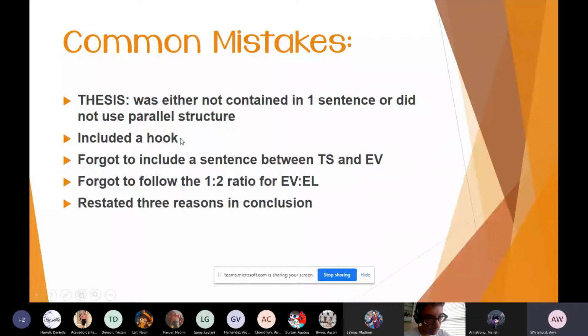Okay. Again, another common mistake that I noticed is that we were forgetting to include a sentence between the topic sentence and your evidence.